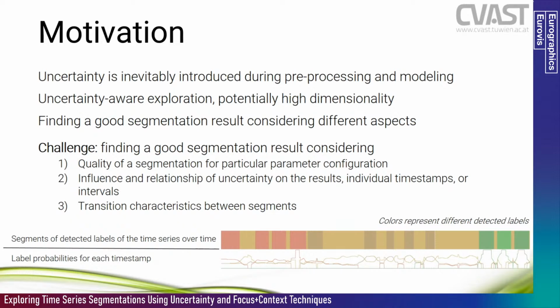The challenges we are addressing are finding a good segmentation result which considers the quality of the segmentation for a particular parameter configuration, which takes the influence and the relationship of uncertainty of these results, individual timestamps or intervals into account, and the transition characteristics between the different segmentations. Down here you see an example where you see in color coding the different detected time intervals or labels. The color represents the labeling here, and here you see the segmentation detected over time, and down here you see the different probabilities for each time step.